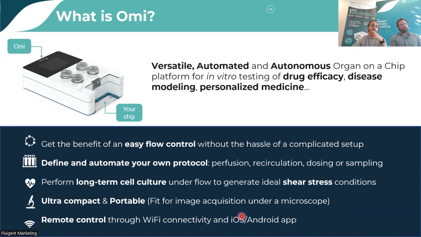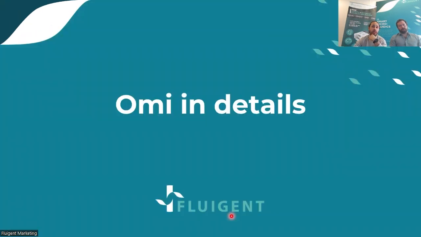OMI, as you will see, is really compact and portable. It can fit for microscopy imaging under a microscope. It's compatible with incubator as well, so you can put it inside the incubator. And it also has the ability to, let's say, have a remote control through Wi-Fi connectivity. And you can check your data from, let's say, anywhere if you have Wi-Fi access. So now we will go into details about OMI, how it works, and also the description of the project. So we'll let you, William, present this part.